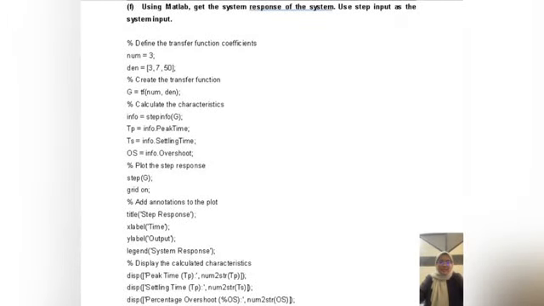Assalamualaikum, my name is Nur Manisha. I represent F, G, H and I. For the F, we need to use MATLAB to get the system response. Step input is used as the system input.